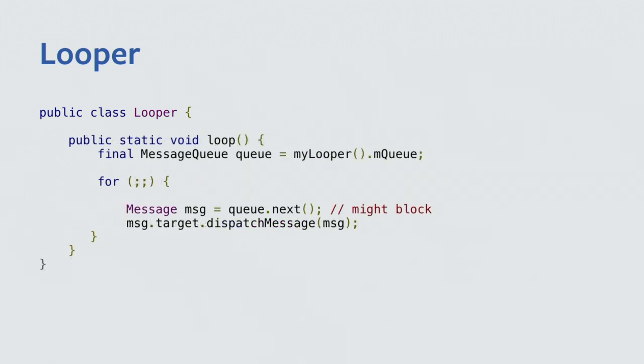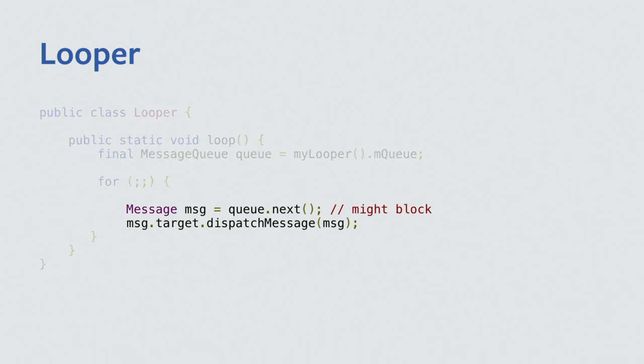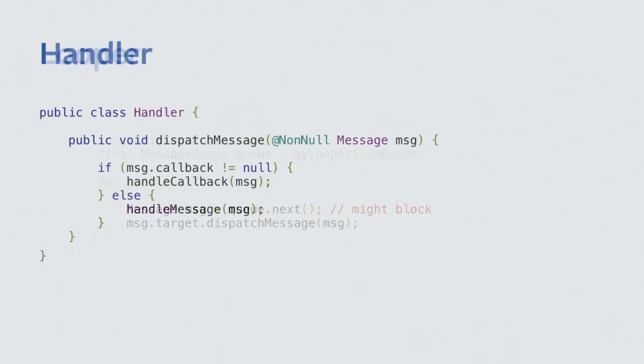And in terms of what the loop implementation does, as Andy mentioned, it just takes hold of the queue, does a while true loop, and in this while true loop, just tries to get the next message out of the queue and dispatches the message to the target. Where the target, as said, is really just the handler itself. The handler implements two parts of the system. On one hand, it implements the dispatch message, where it decides to either run a runnable if the message callback is not null, or to just fall back on your subclass implementation for handle message.